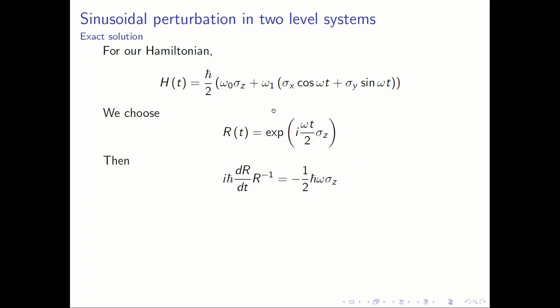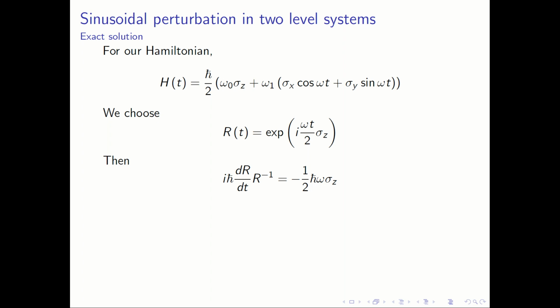R inverse of course will cancel whatever exponential is left, and in addition to that you have an iħ in the front that will give you the minus half ħω σz. So that was straightforward. What about R H R inverse?